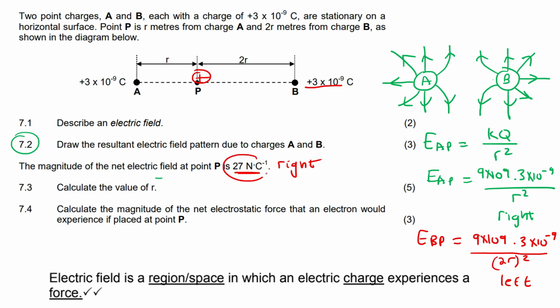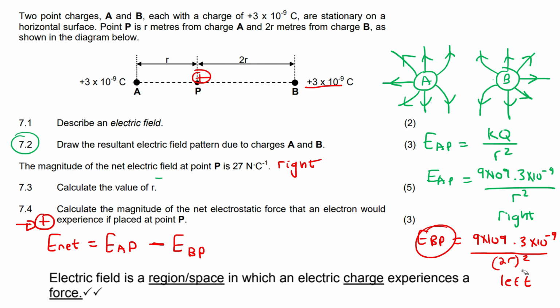So we should understand that this is to the right. So let's then say that the net electric field is going to be equal to, and let's choose to the right as positive, the electric field of A on P minus the electric field of B on P. Why did I use a minus? Because B on P is acting to the left, but we've chosen right as positive. Now we just go fill everything in.